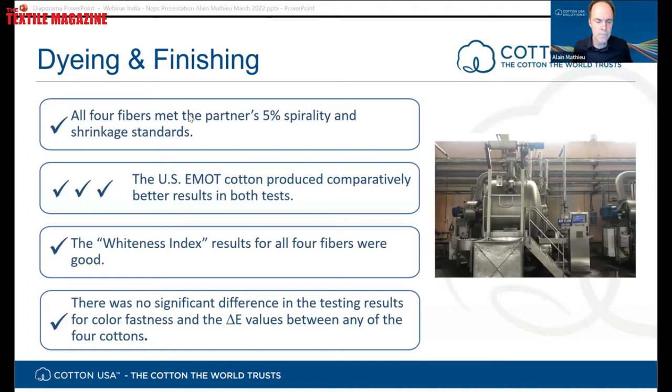In particular, we would like to highlight the last point, the delta E values, as we hear comments from time to time about the problematic dyeing of US cotton. So these results demonstrate that US cotton dyes as well as all the other types of cotton.